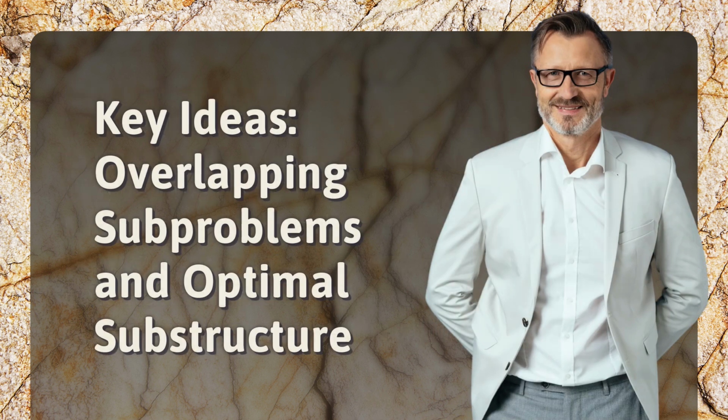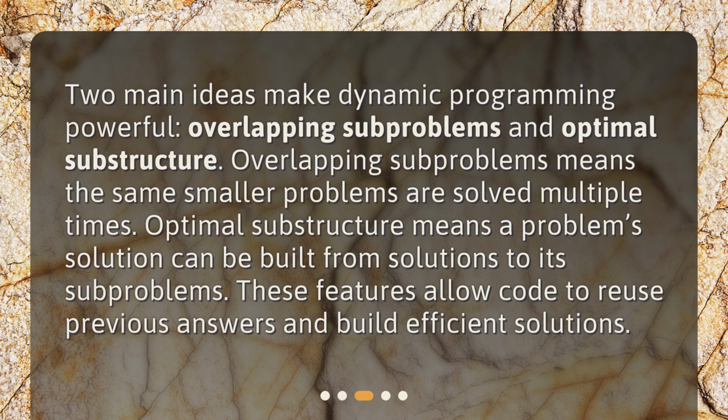Key ideas: overlapping subproblems and optimal substructure. Two main ideas make dynamic programming powerful: overlapping subproblems and optimal substructure. Overlapping subproblems means the same smaller problems are solved multiple times. Optimal substructure means a problem solution can be built from solutions to its subproblems. These features allow code to reuse previous answers and build efficient solutions.